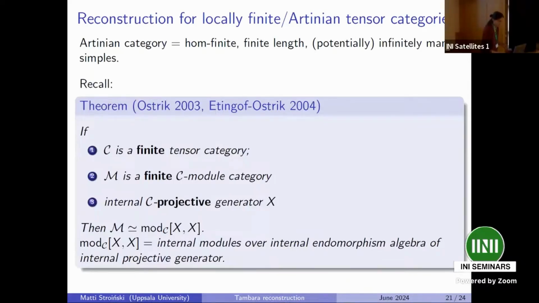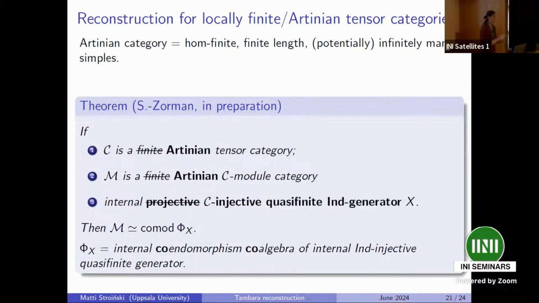So surprisingly, using this machinery, we can generalize the theorem of Ostrik on the reconstruction for C module categories where C is a tensor category. That theorem assumed that C was a finite tensor category. What we can do is drop the assumption that it's finite, because we use a lot of stuff on injective objects in the ind-completion of this tensor category. And instead of algebra objects, we recover co-algebra objects. So it's a bit more like the theory of co-algebras also.